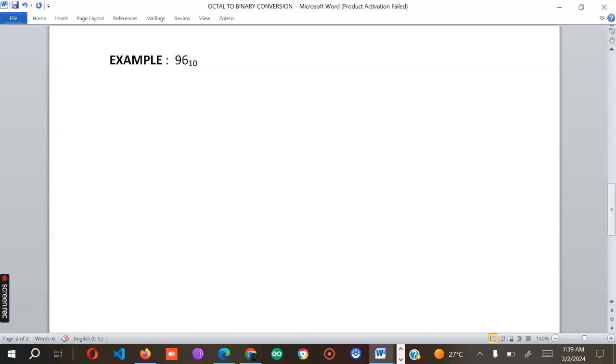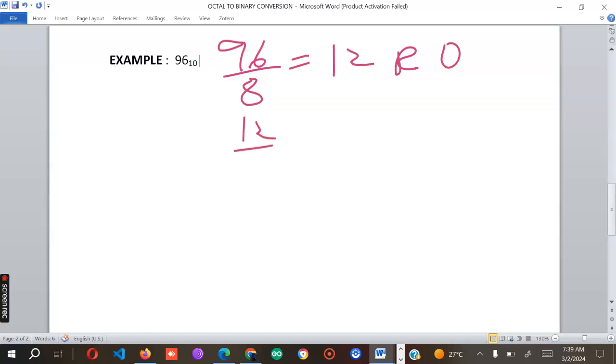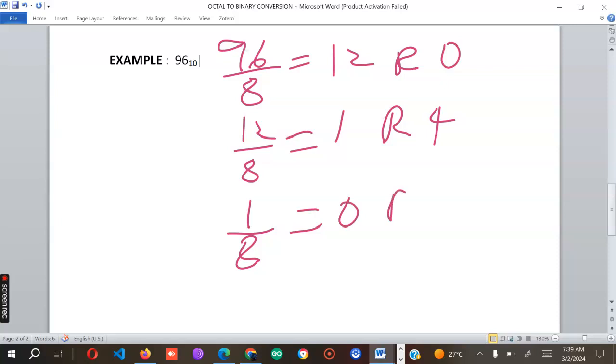Okay, I hope that you have done the whole thing. Let me try to work with you as you watch. So the number is 96. 96 divided by 8 gets 12, remainder 0. Then we have the 12 divided by 8, which gives 1, remainder 4. Then we have the 1 divided by 8, which gives 0, remainder 1.